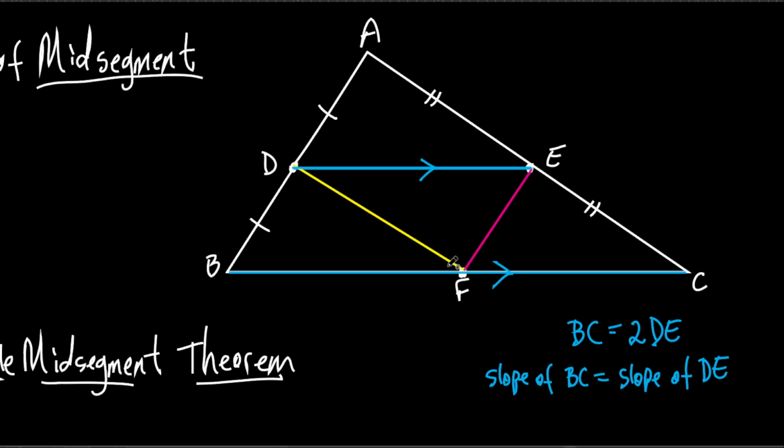What do you think DF is? DF is how much of AC? It's half of it. Exactly right. What if I said it the other way? What if I said, what's the length of AC compared to DF? It'd be twice as much, okay?